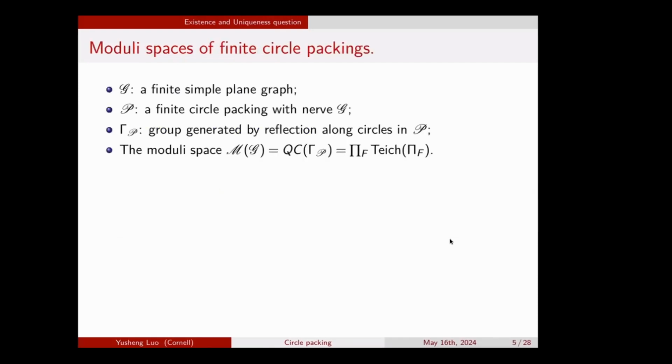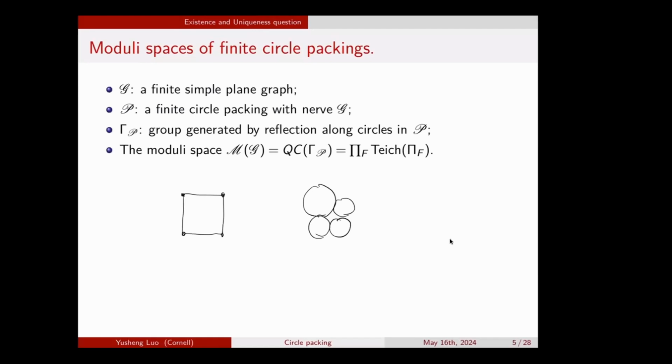The situation is slightly different if you have a non-triangulation. Let's consider an example where you have a quadrilateral. This is a plane graph that is not a triangulation. And then it is easy to see that we can draw various different circle packings whose nerve equals a quadrilateral, and they are not Möbius homeomorphic to each other. Its moduli space can be constructed by looking at the group generated by reflections along these four circles.